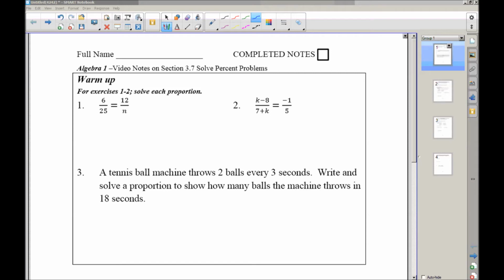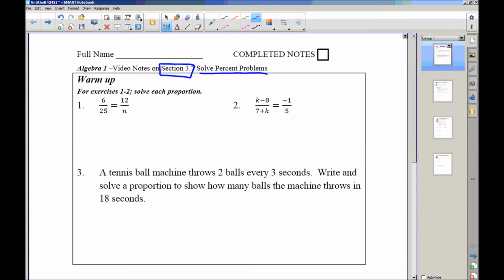Hello, welcome to another lesson in Algebra 1. Today we are covering section 3.7, solve percent problems. So just like last time with proportions, this section should be review for you. But you might run into some things you've either forgotten or seen only a little bit.